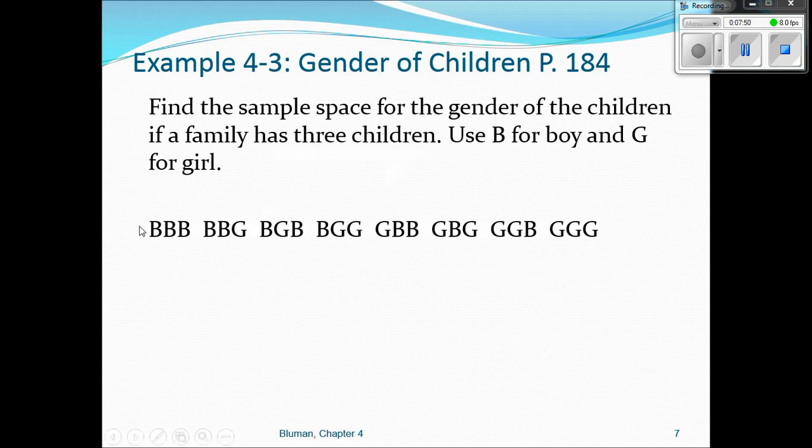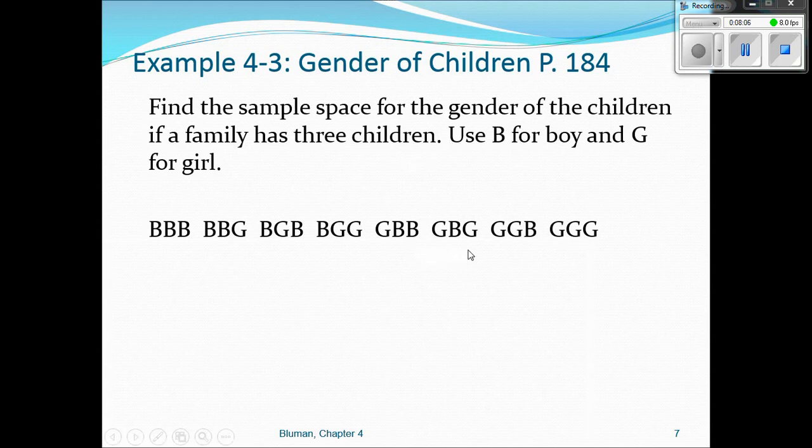Here they are. You can have a boy, boy, boy; boy, boy, girl; boy, girl, boy; boy, girl, girl; girl, boy, boy; girl, boy, girl; girl, girl, boy; girl, girl, girl. How do we know we have all of them? I'll tell you this is all of them.